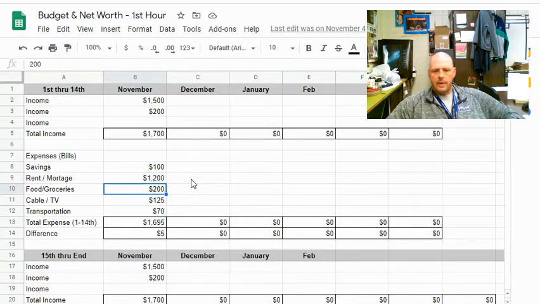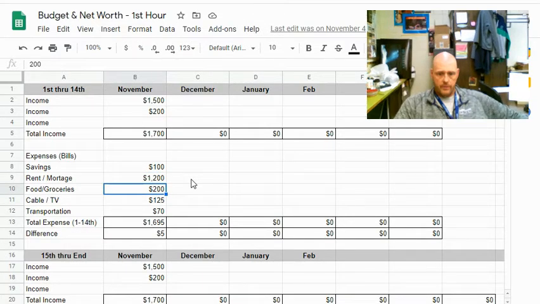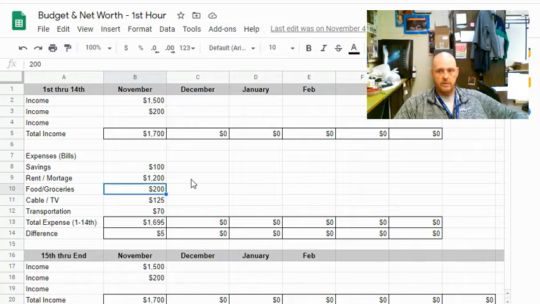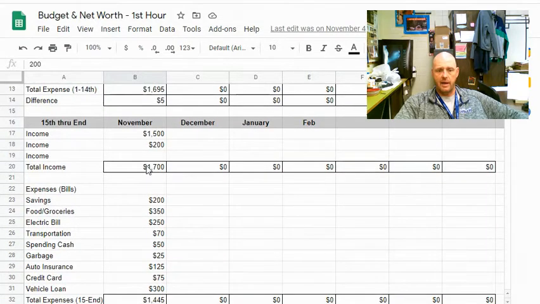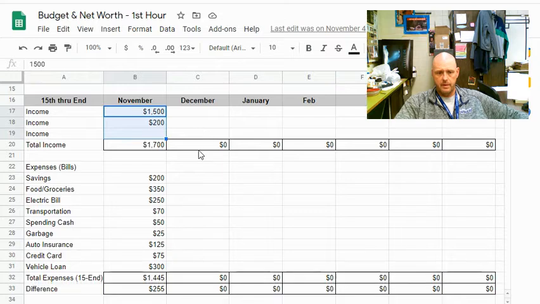We think it's going to be about $200 to feed ourselves, right? That's not the actual receipts from the marketplace or Walmart or Cub or whatever. It is kind of ballpark numbers. And again, you want to leave a little bit of fudge factor because these bills may change a little bit. And then again, here's the second half of the month. Here's my money coming in, or at least where I think it's coming in. And here's where I think my money's going out. And again, a little bit of fudge factor because some of these bills may change.